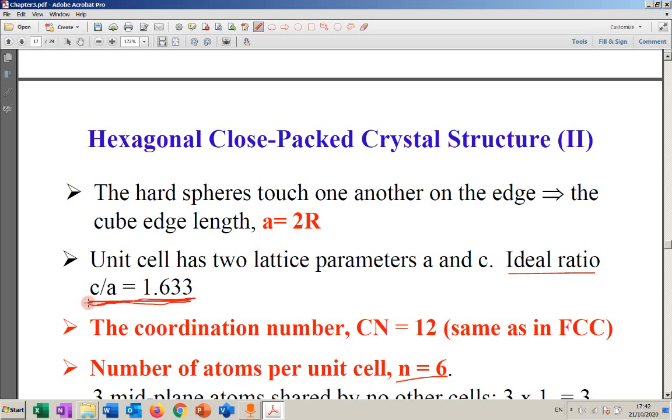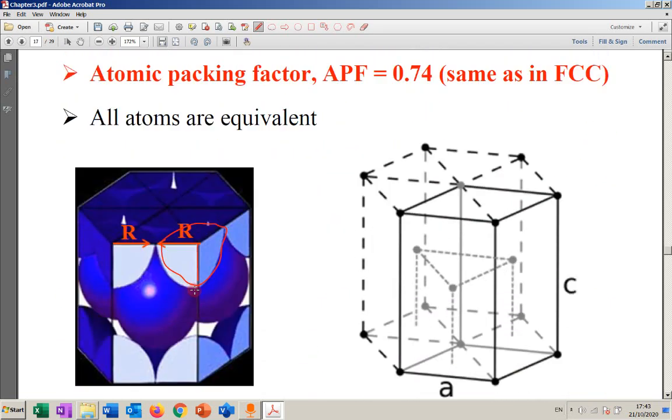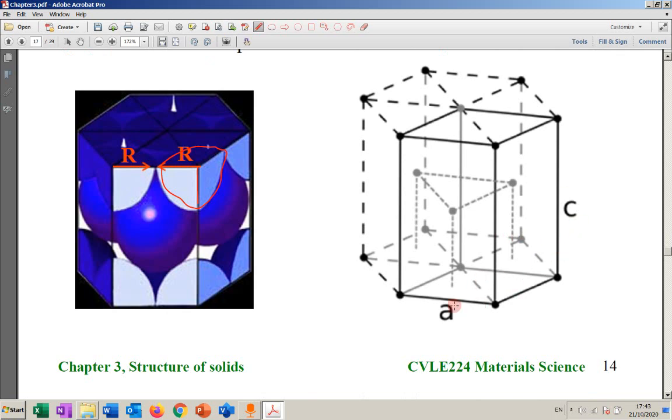If nothing is given to you, we will use this ideal ratio. C divided by A will be 1.633. Sometimes in some crystal structures, the hexagonal crystal structure, C over A is changing because of the atom size. They might change, but the ideal ratio, I mean C over A, will be 1.633. So this C will be bigger than A.